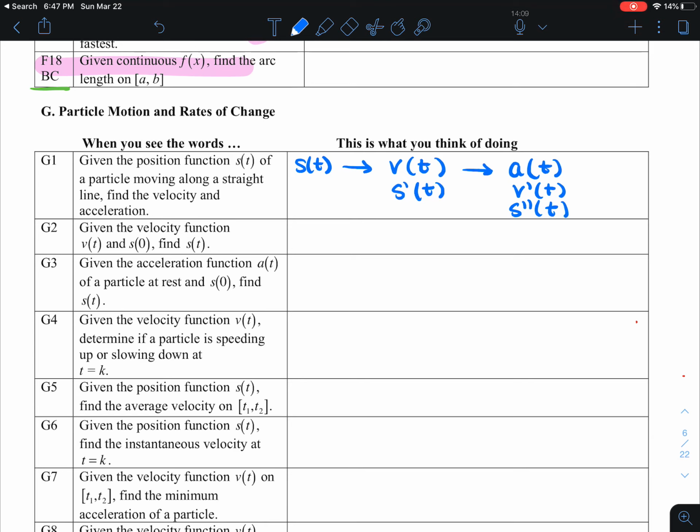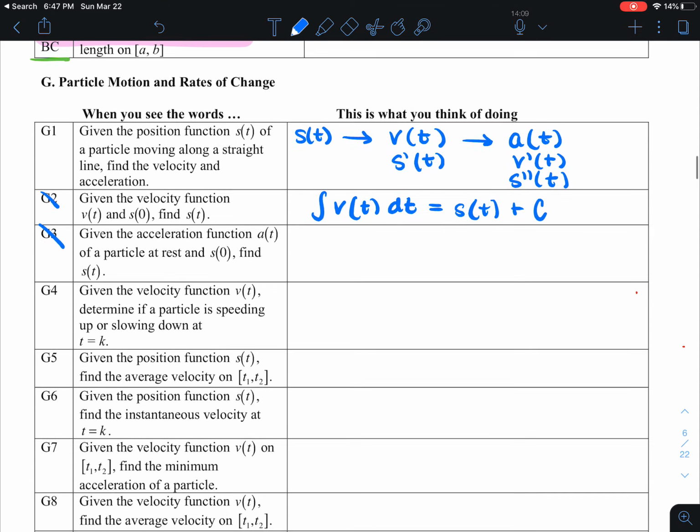Given the velocity of a function, v of t and s of 0, find s of t. You would normally integrate velocity, so find s of t, which I don't think is going to be tested now. And then that s of 0 would be your initial condition. Plug in and find it. Maybe same thing for G2. Don't believe they will be tested anymore.